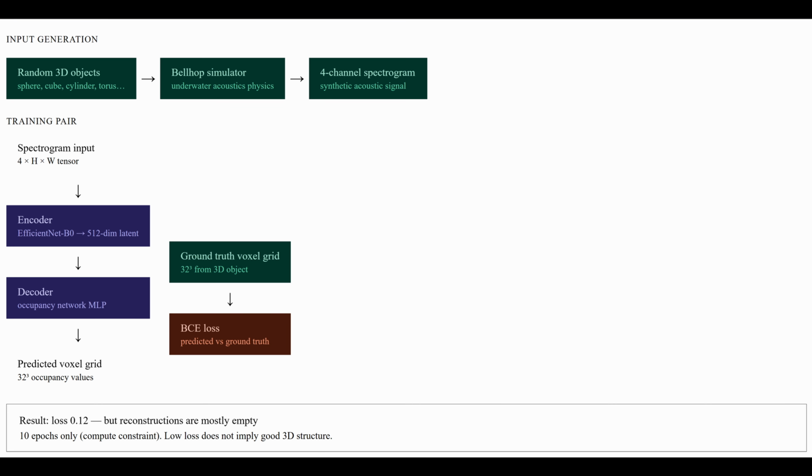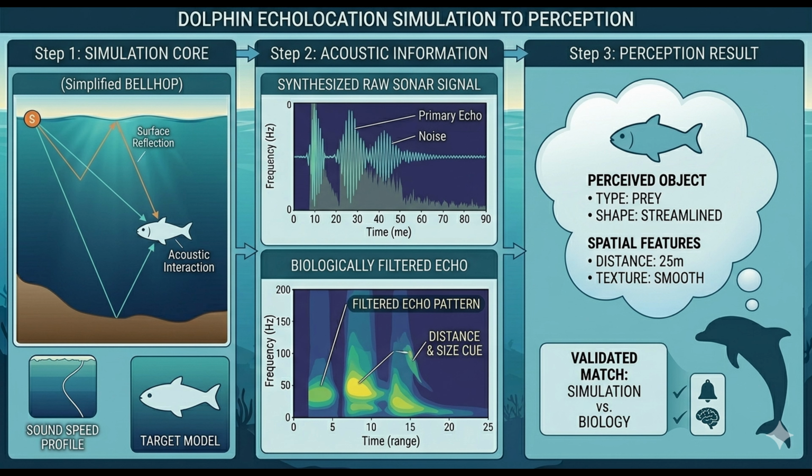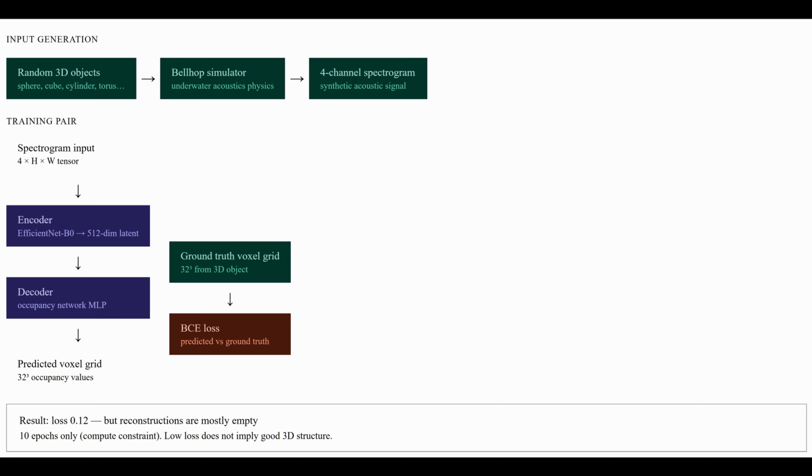In phase 1, we generated synthetic training data. We created random 3D objects, spheres, cubes, cylinders, cones, toruses, capsules, and simulated the acoustic signals a dolphin would receive from each one using Bellhop, a physics simulator for underwater sound propagation. These synthetic pairs, spectrogram input to 3D voxel grid target, were used to train an encoder-decoder network. The encoder processes the acoustic signal, and the decoder reconstructs a 32-cubed voxel grid from a 512-dimensional latent vector.